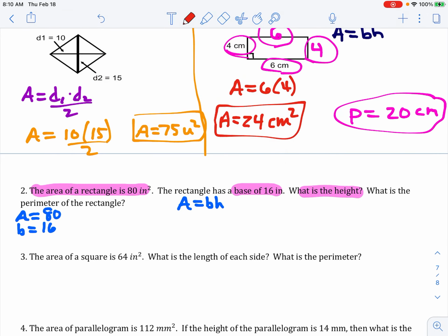Well, let's take our numbers and go plug it into the correct spots. So A is 80, B is 16. We don't know H, so let's copy it, and now we have an equation to solve. All right, if I divide by 16, I get a height of 5 inches.